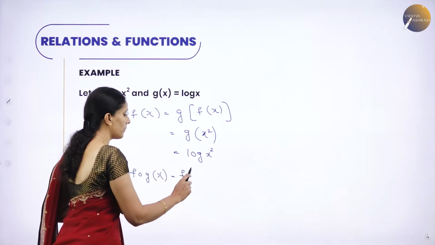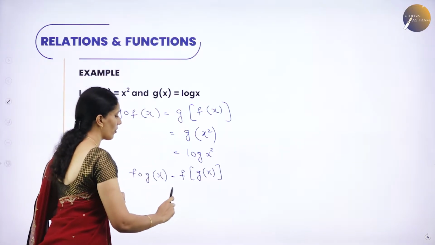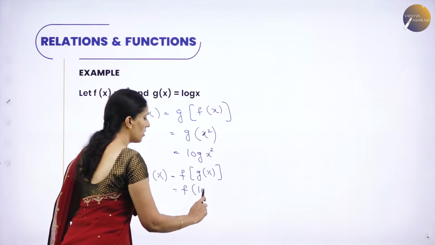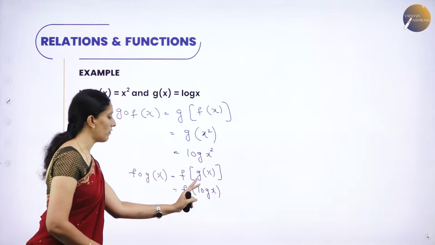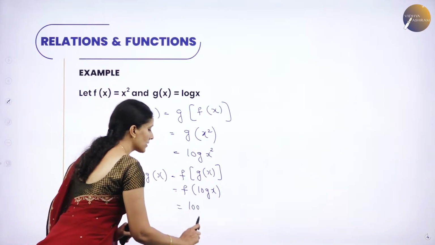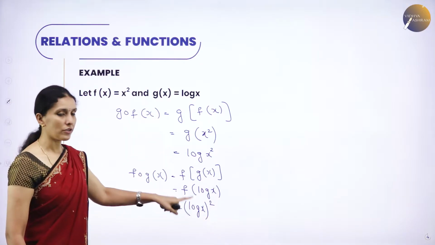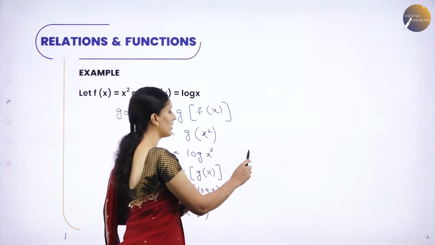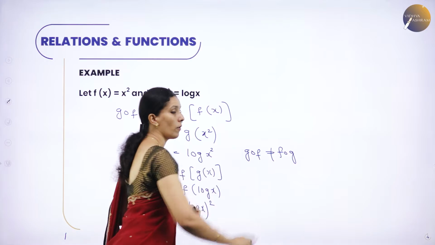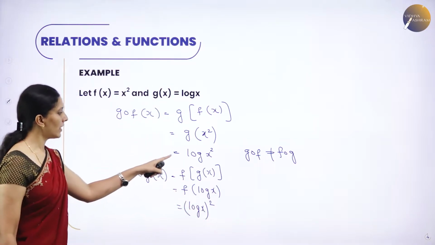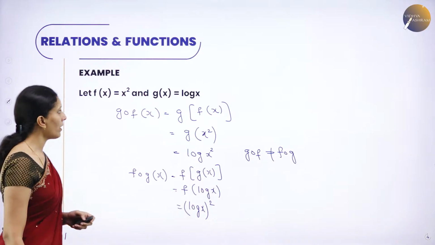Similarly, in the form of g naught f, we can also find f naught g. F naught g is nothing but f of g of x. So what is g of x? It is log x. So here it becomes f of log x. F of x is nothing but x square. So f of log x is nothing but log x whole square. So this is how we define it, and always note that g naught f is not equal to f naught g. They are not commutative. So clearly you can see it is log x square and this is log x whole square. They are not equal.